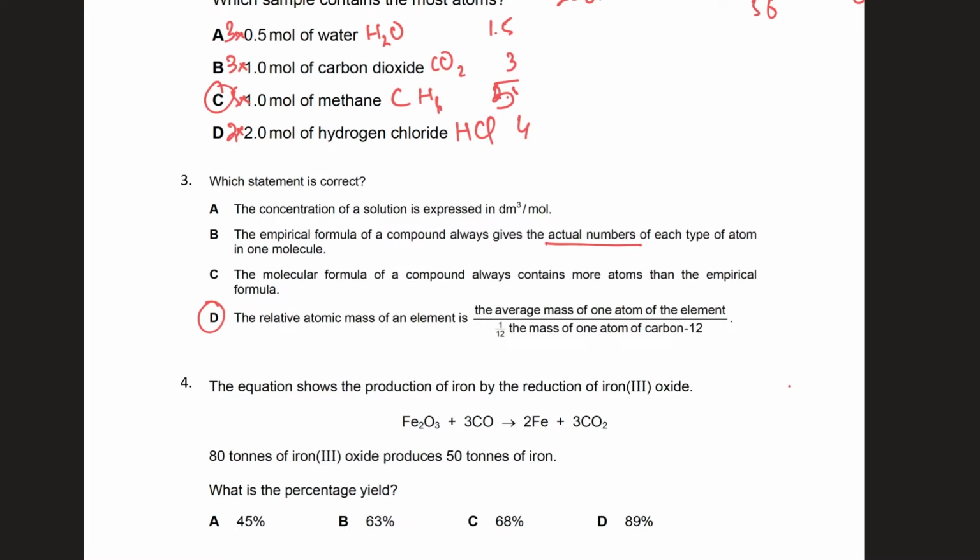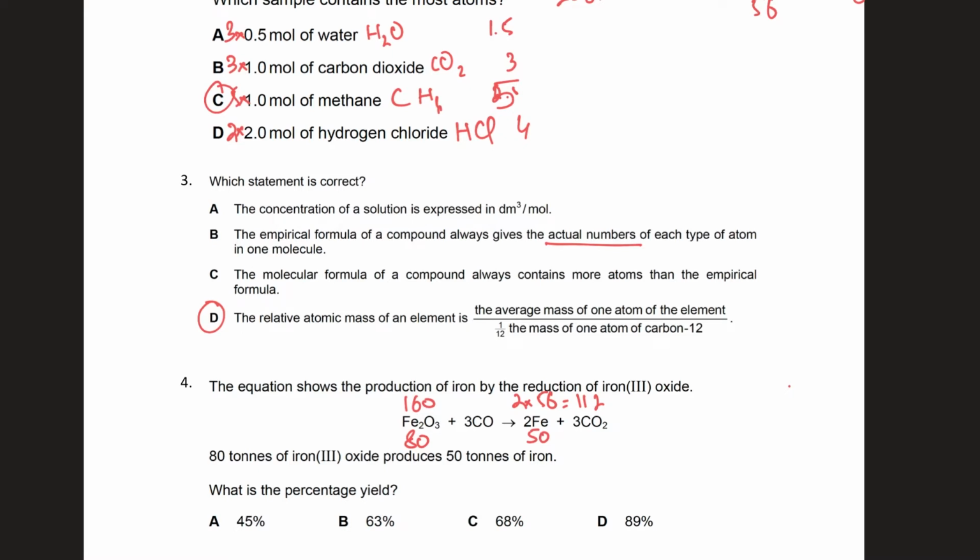The equation shows the production of iron by reduction of iron 3 oxide, Fe2O3. 80 tons of iron 3 oxide, so that's 80 of this, produces 50 tons of iron. So that's one scenario in which they did. But what's the actual number? Let's see. Now MR of Fe2O3, I'll need to calculate that. That comes out to be 160. So 160 of this should produce 2 times 56, because that's the AR of iron. So that is 112. So the ratio I'm getting is 160 should produce 112.